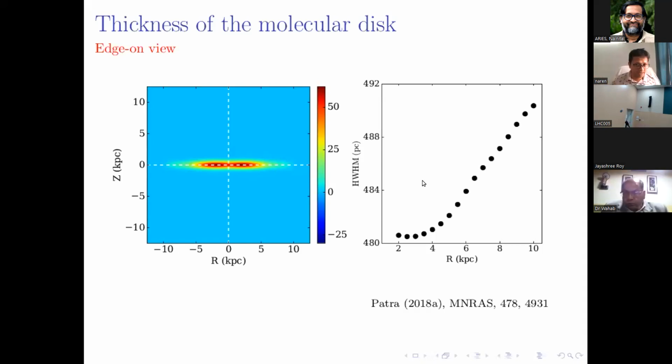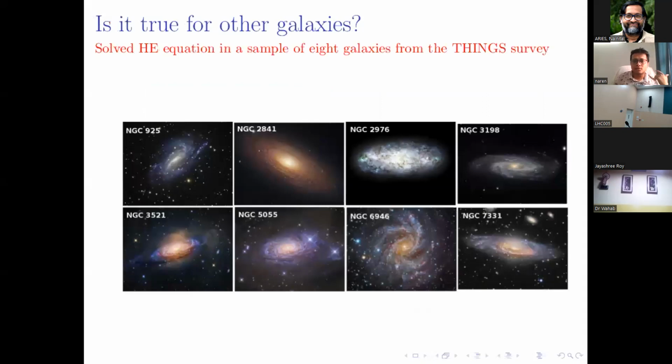Okay, so it means that what people were assuming to be a big puzzle, how the gas can be at so much height, is easily explainable assuming hydrostatic equilibrium. I mean, in hydrostatic equilibrium this happens naturally. There is no kind of surprise in that. So we have done this for one galaxy, and we asked whether this is true for many other galaxies or not.